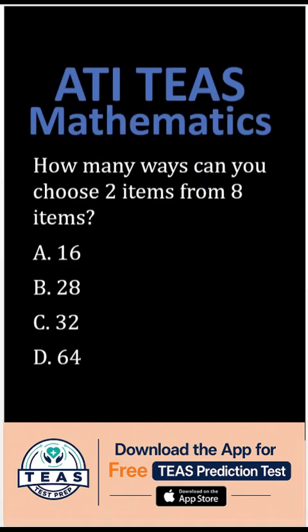The question asks here, how many ways can you choose 2 items from 8 items? The students often get this wrong because they confuse combinations with permutations. This question here is technically a combination problem. And for that, we have a formula, which is n choose r equals n factorial over r factorial times (n minus r) factorial.